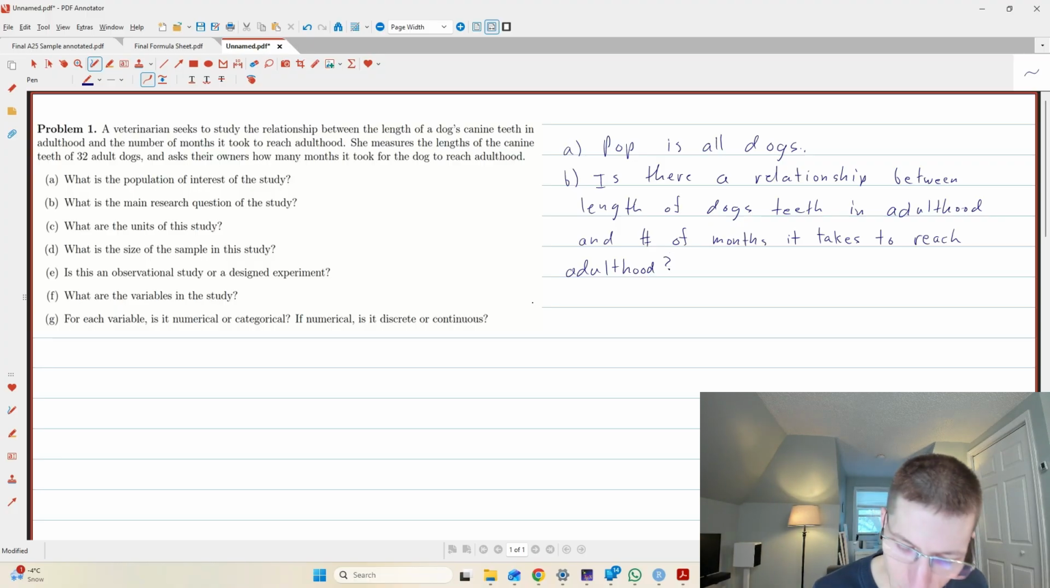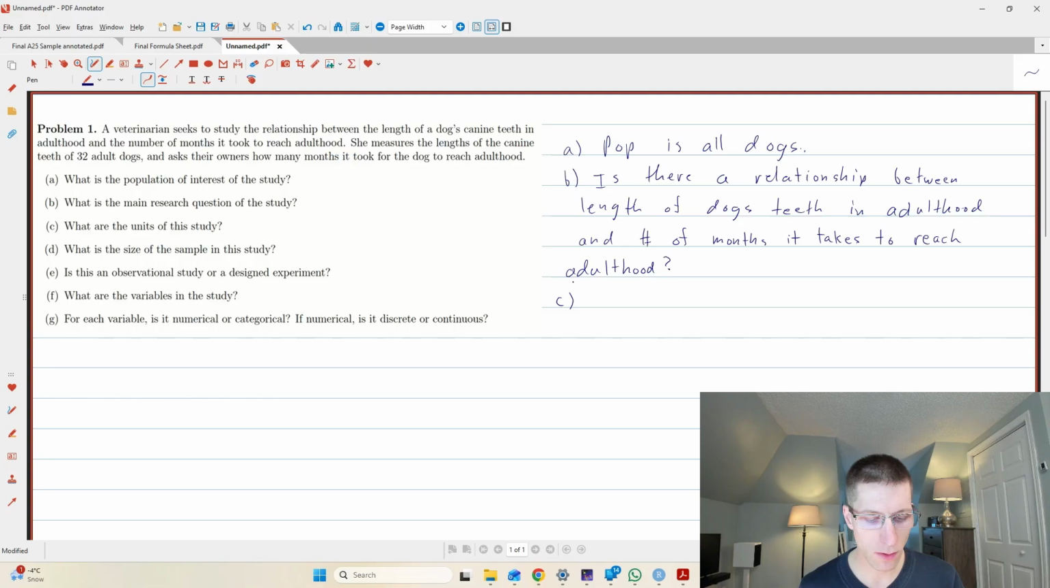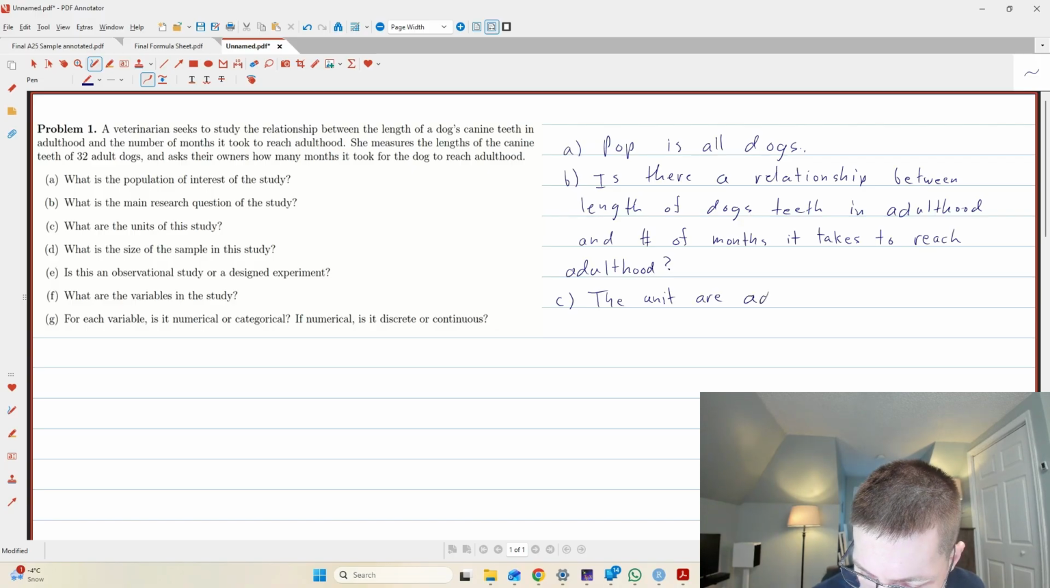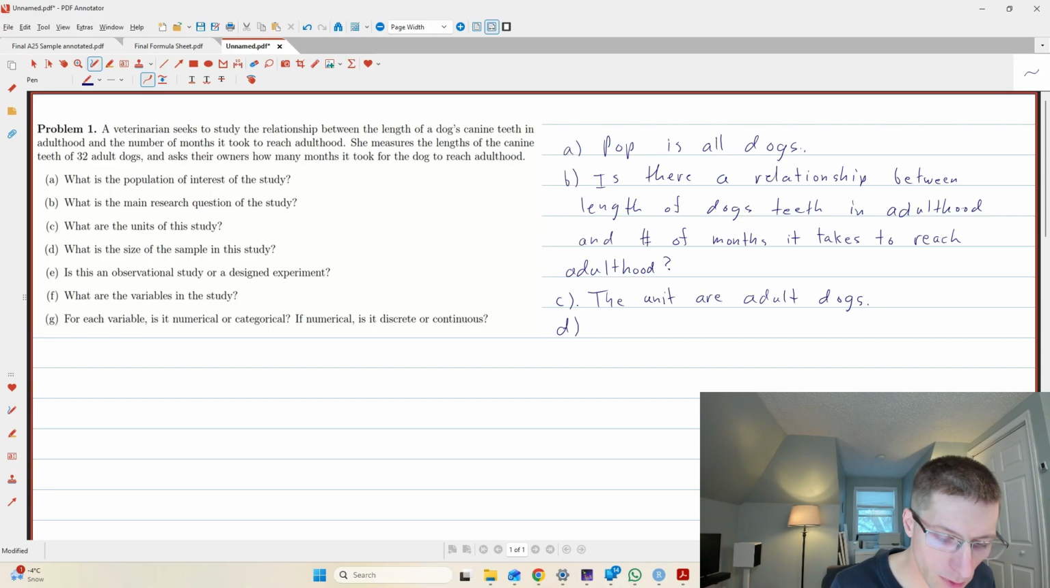What are the units? Here we want to think about what's being sampled. The units are adult dogs, that's what the experimenter is taking samples of. D, what's the size of the sample? That's pretty easy, it says that right in the question. It's 32.